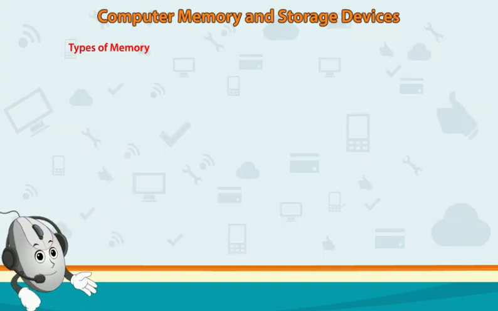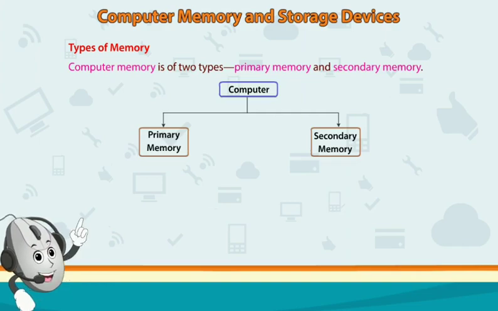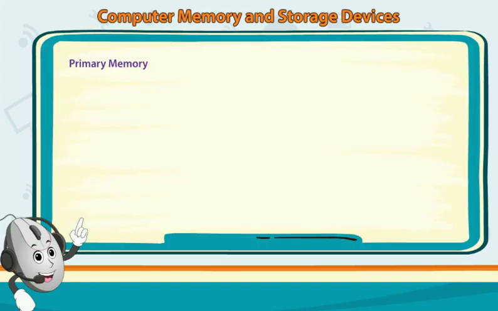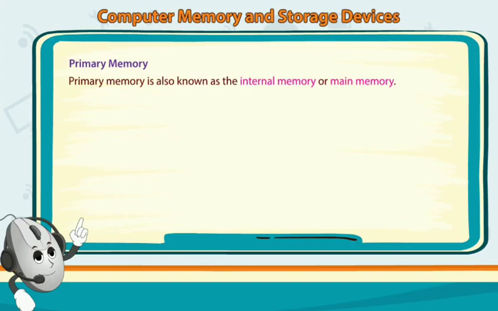Now let's learn about types of memory. Computer memory is of two types, that is primary memory and secondary memory. Now let's learn about primary memory.